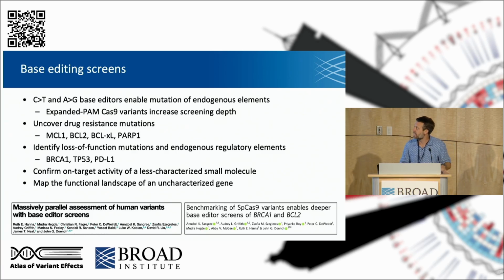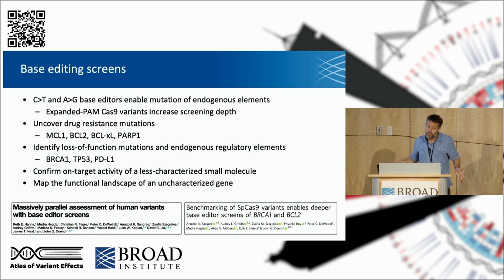We think the C to T and the A to G editors enable mutation of endogenous elements. The expanded PAM-Cas proteins, I think I saw Russell in here. Russell, where are you? Yeah, the expanded PAM variants that Russell has developed have been extraordinarily helpful for increasing the density of these screens. Finding drug resistance mutations in a number of genes. You can identify loss of function mutations in endogenous regulatory elements, so all great stuff.